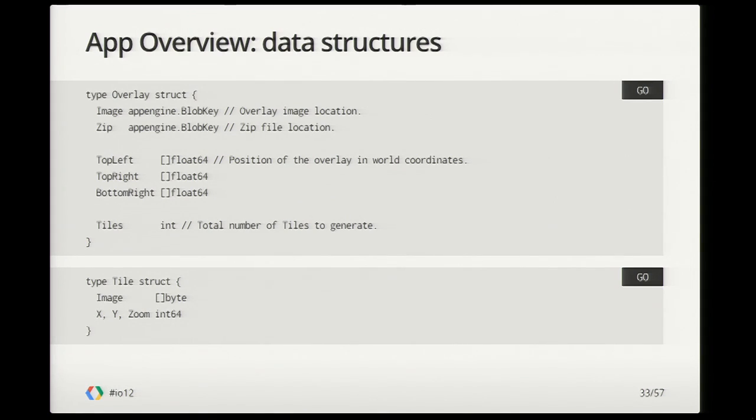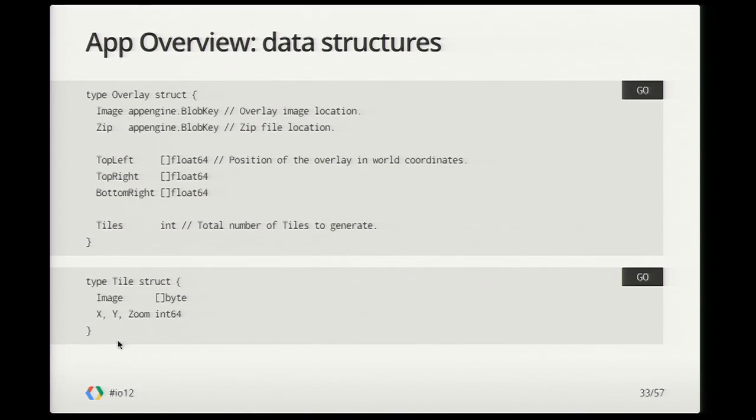The first field in the overlay entity is the image field, which is a blob key, a reference to that image in the blob store. The second one is a zip blob key, which will be a reference to the zip file once it's been created. Then we have the pixel coordinates of the top left, top right, and bottom right of the overlay, which are used in computing the transformation. And finally, we have the number of tiles, the total number of tiles that will be generated, and we use that to figure out when we've finished generating all the tiles.